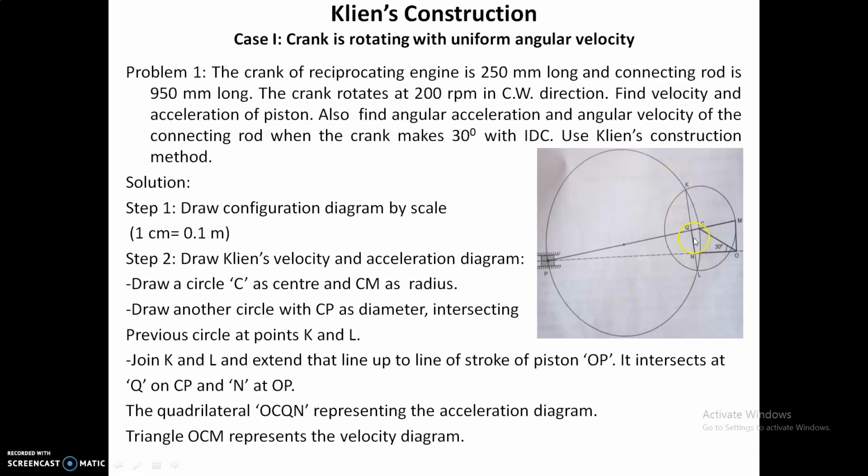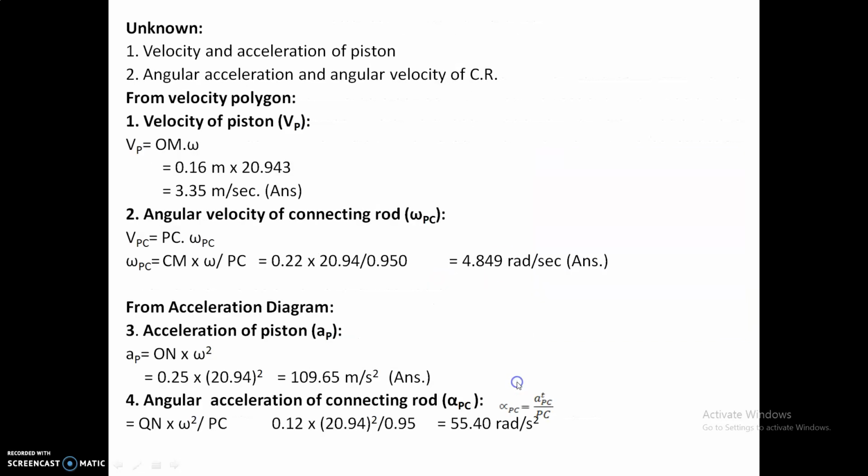So you join this KL line, and this KL line should be extended in such a way that it touches the line of action of the slider. So I am assuming that by joining this KL line, it intersects at this particular N location on the line of action of the slider. Okay, so this OCQN is the quadrilateral, called the acceleration polygon.